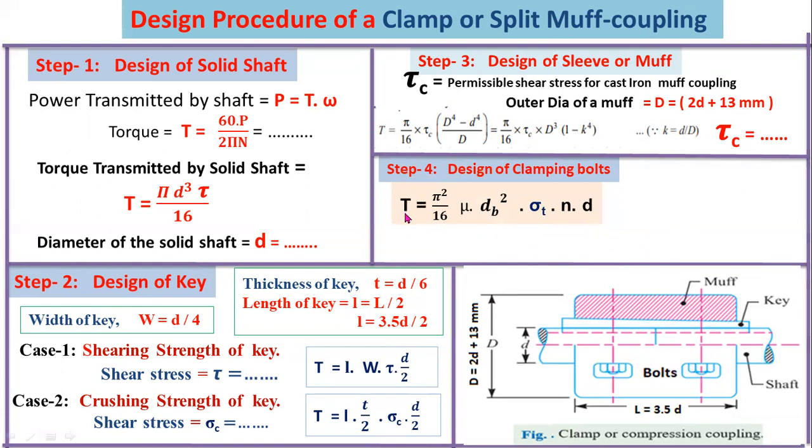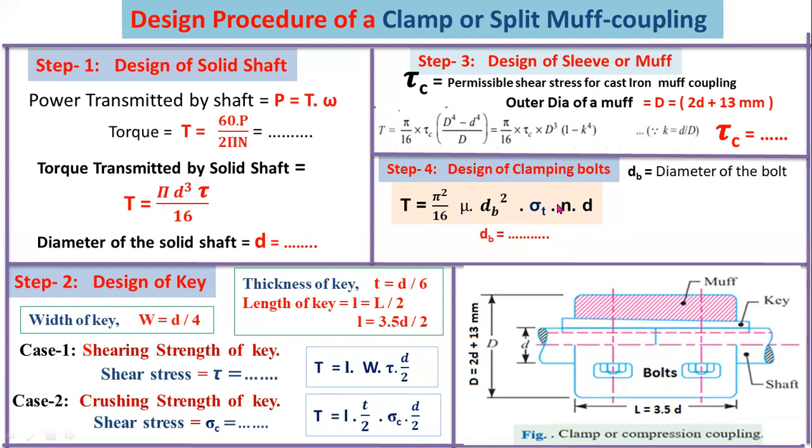Here, T is the torque transmitted by the shaft, and mu is the coefficient of friction between the two mating parts, that means the coefficient of friction between the two halves of the muff or sleeve. dB is the core diameter of the bolt. Sigma T is the tensile stress induced in the bolt material. N is the number of bolts. D is the diameter of the shaft.